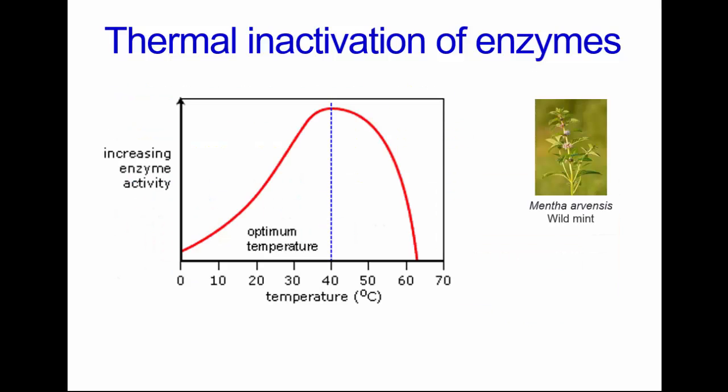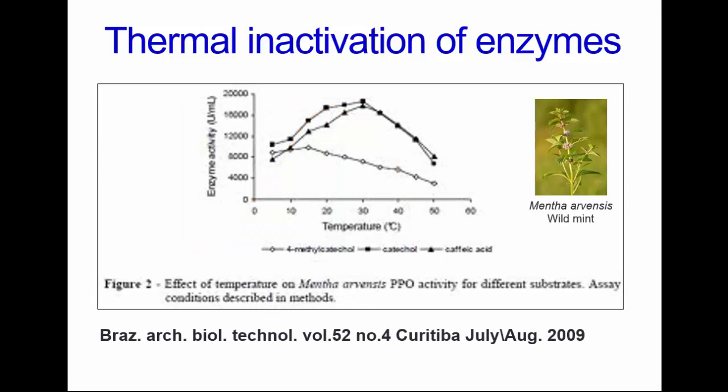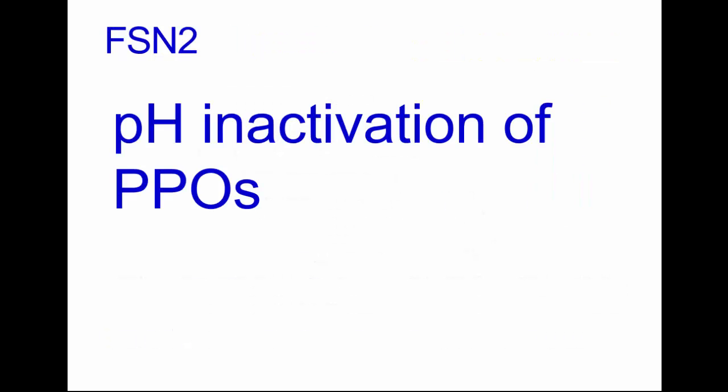Okay, this slightly blurry graph from this particular paper shows the effect of temperature on PPO activity on a range of phenols. We'll notice that activity rises to a maximum around 30 degrees C, then falls off rapidly. This PPO is taken from wild mint. So there's a paper there.